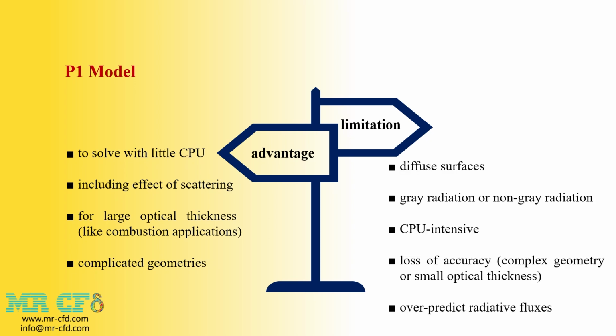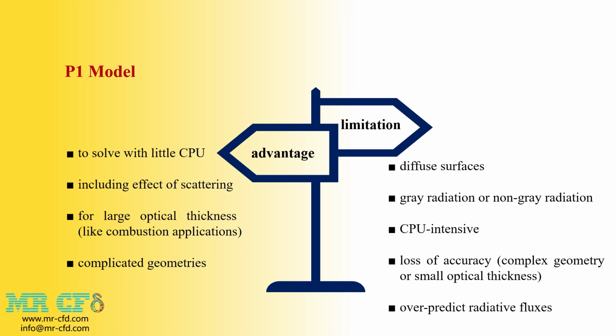On the other hand, we now discuss the limitations of this model compared to the previous method. First, this method, like the DTRM method, considers the surfaces as diffuse. Second, this method is limited to gray radiation or non-gray radiation with the non-gray band model. Regarding the non-gray band model, we will give a comprehensive explanation below. Third, it makes the work heavy for the CPU.